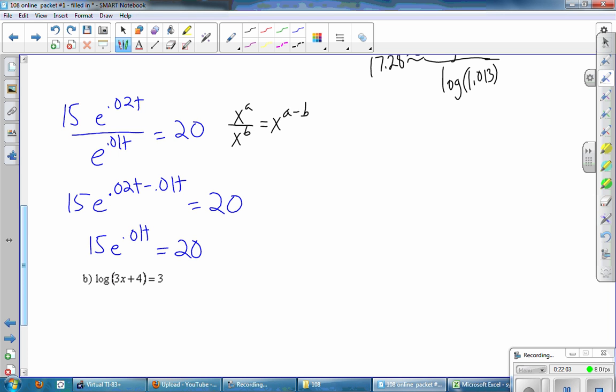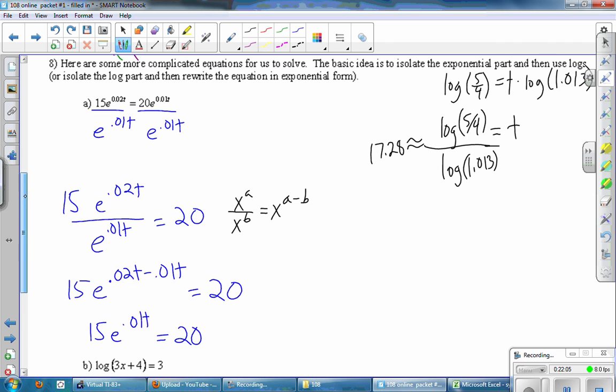Trying to solve for t. One of the hints up here in the setup said maybe isolate the exponential part. So what do we want to move away? Well, we're trying to isolate that piece right there. So move the 15 out of the way by dividing both sides by 15. So we get 20 over 15, which reduces to 4/3.